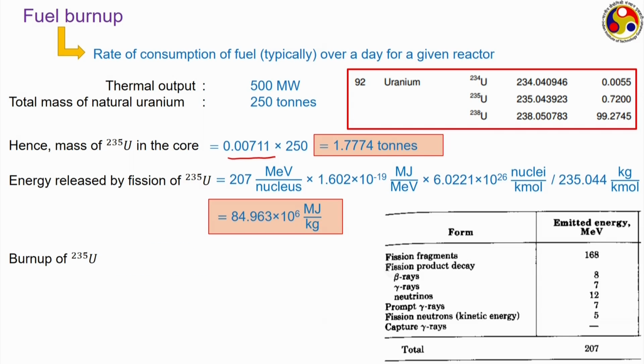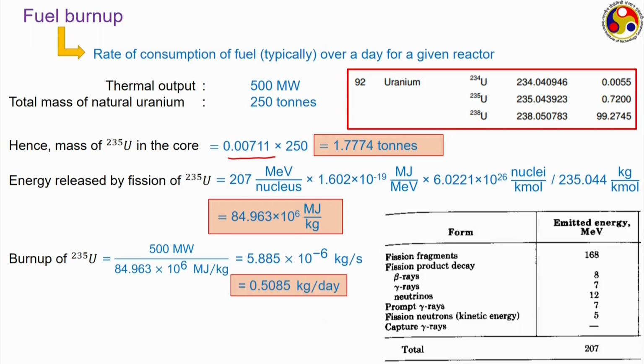So, the burn up can then be calculated as 500 megawatt, the thermal output that we are getting, divided by the amount we are getting from a single kg, which comes to be something like 5.88 into 10 to the minus 6 kg per second, or just half of a kg in a single day, which is a staggering number really. That is, 500 megawatt of energy we are getting, and to get that amount of energy we have to spend only half kg of uranium-235 in a single day.